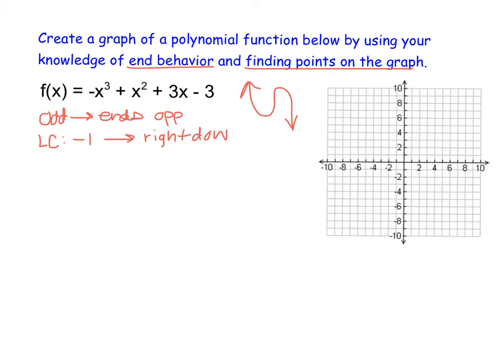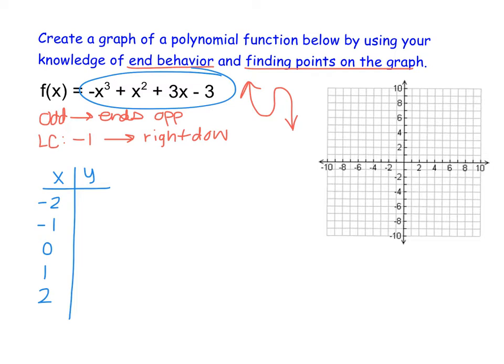Now what we're going to do for this is create a table of values. We're just going to substitute values in place of x and evaluate to find y. So I'm going to pick values of -2, -1, 0, 1, and 2, and plug those values into my function in order to find corresponding y values so that I can then plot them on the graph. Something to keep in mind as you calculate these points: remember that the coefficient of x cubed is -1, so I have -1 times my x value cubed plus my x value squared plus 3 times my x value minus 3. You can calculate these by hand or using a calculator, it doesn't matter to me.